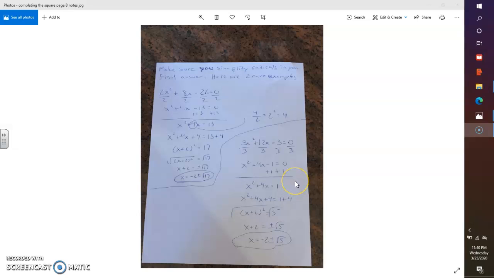So that's how I do completing the square when there is a number in front of the x squared. I just have to get rid of that number by dividing every term by the number in front of x squared. It'll guarantee you a 1 in front of x squared, and then you complete the square as we've learned previously.